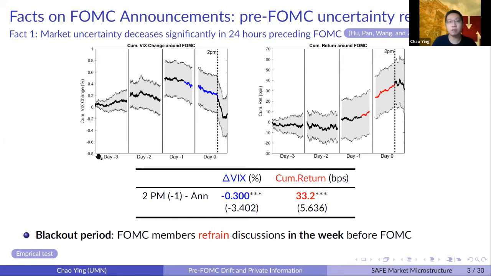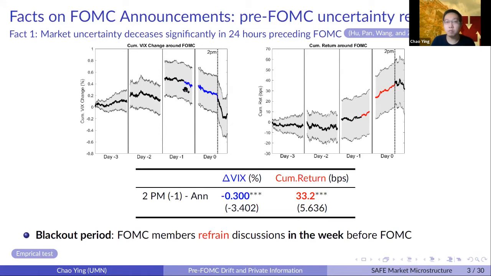We know that the FOMC members are not allowed to discuss monetary policy in the week before FOMC announcements. They call this the blackout period. The 24-hour window also belongs to this blackout period. Therefore, the significant and systematic uncertainty reduction implies the presence of private information before announcements.